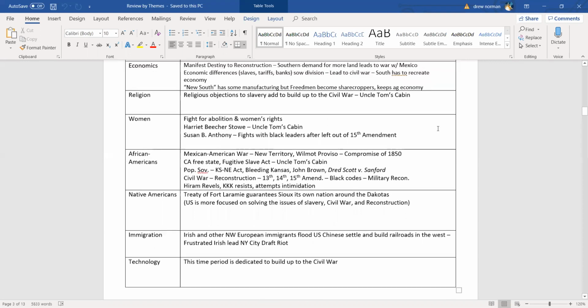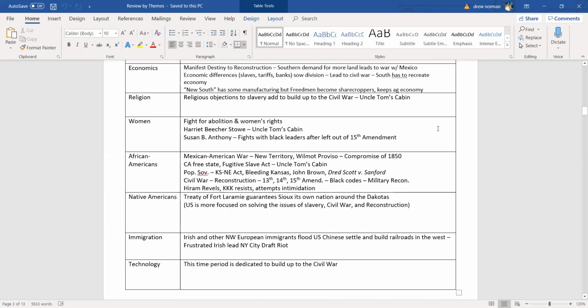What about women? Women fight for abolition and women's rights. Last unit, I talked about the Grimke sisters, who combined both of those. You also have Sojourner Truth, who was a former slave who spoke about women's rights and abolition. But women like Harriet Beecher Stowe write books like Uncle Tom's Cabin. Now, one important woman fighting for women's rights in this time period is the famous Susan B. Anthony. And she had worked with Black leaders throughout all of this time period, trying to help both of them gain their rights.